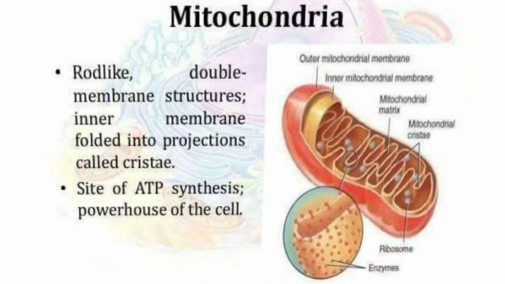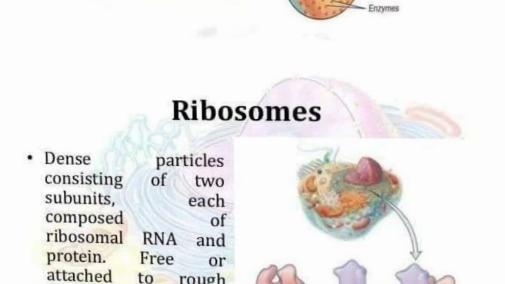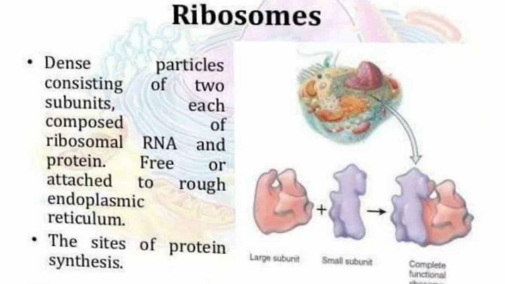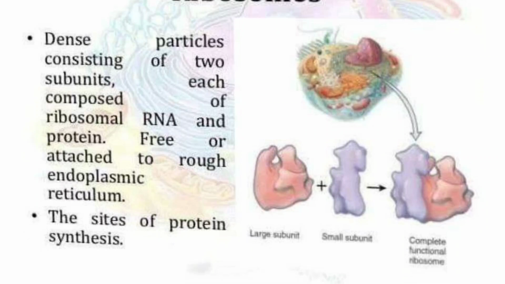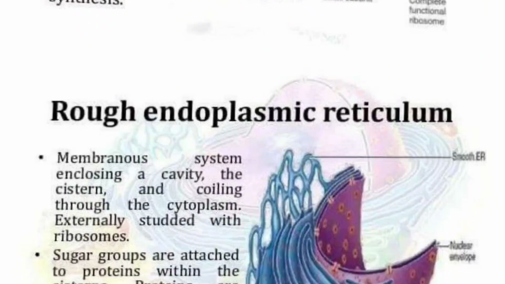Mitochondria. Rod-like double membrane structures. The inner membrane is folded into projections called cristae. Site of adenosine triphosphate synthesis, the powerhouse of the cell. Ribosome. Dense particles consisting of two subunits, each composed of ribosomal RNA and protein, free or attached to rough endoplasmic reticulum, the sites of protein synthesis.